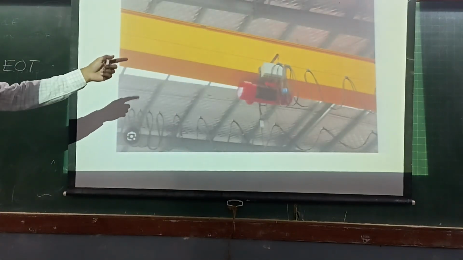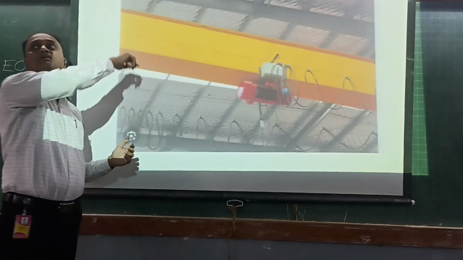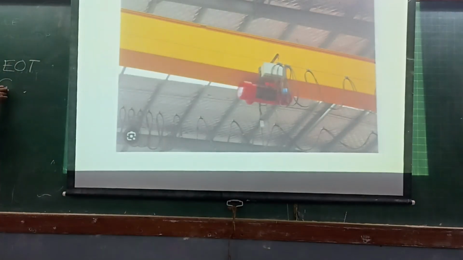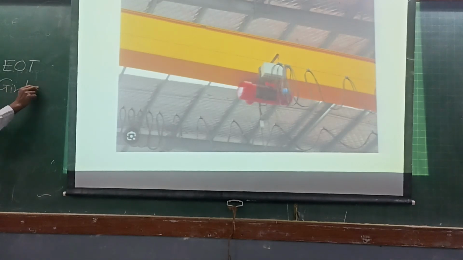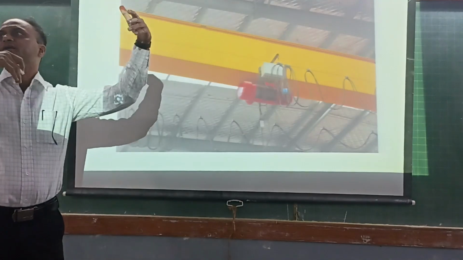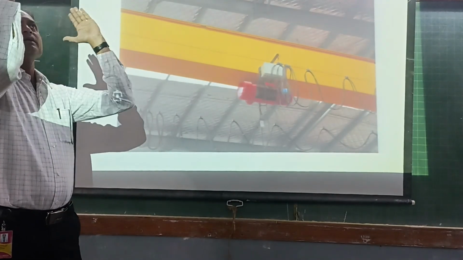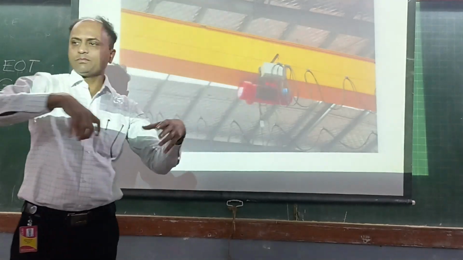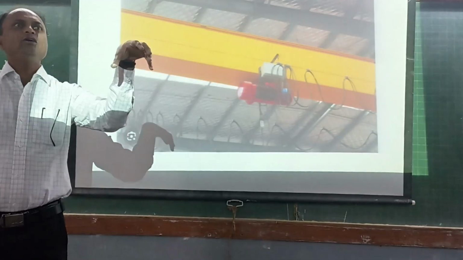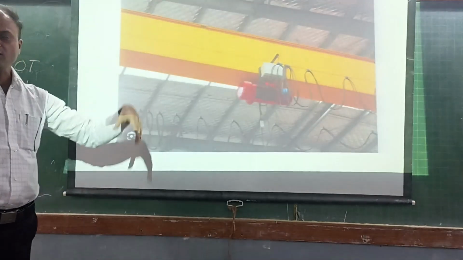Okay, same application. Just to show that these yellow parts are called girders. Such two girders are there, and on top of the girder there is a trolley. So this part travels like this, and the trolley travels like this. So you can pick up any object within that particular space. Girder and then trolley.